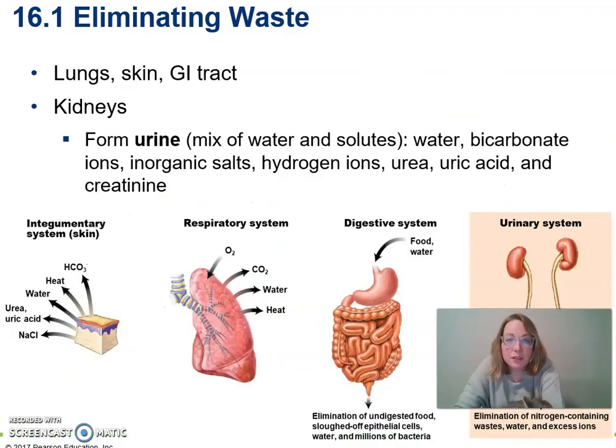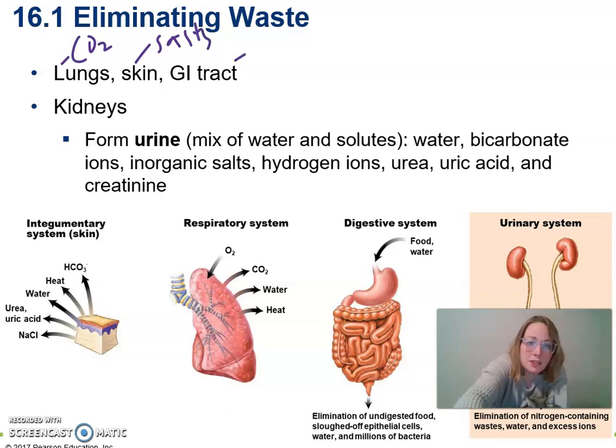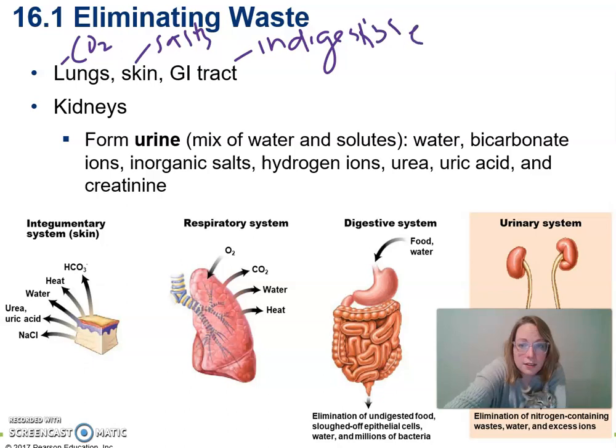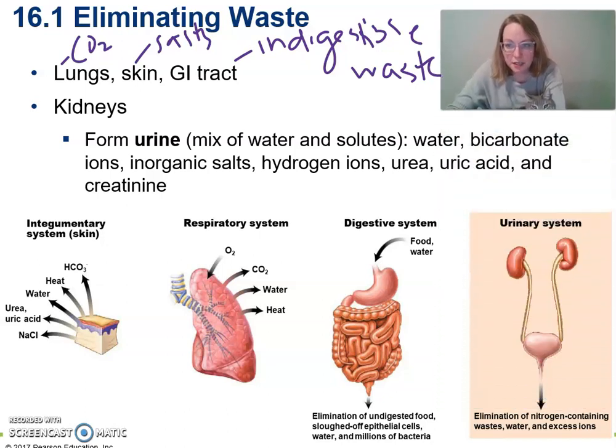Okay, so how do we eliminate wastes? We have several organs that help. What do we eliminate with our lungs? Review, CO2. Our skin, we'll get rid of some solutes, some salts, some water. GI tract, we'll get rid of indigestible wastes, right? Defecation. Indigestible wastes. If we move me up here, you can see in the picture what we're excreting from our skin, lungs, digestive tract, and then from our kidneys.